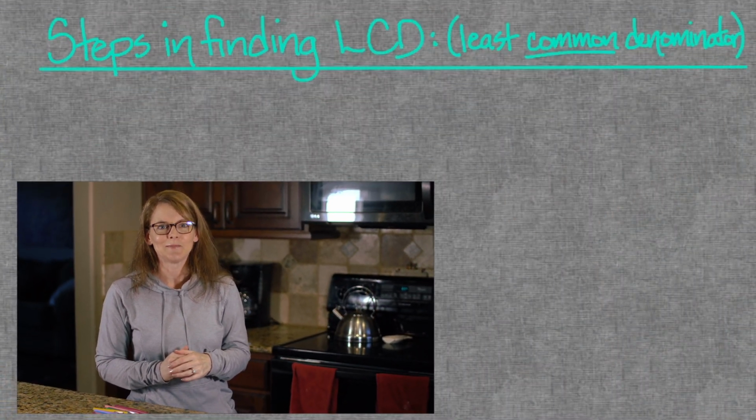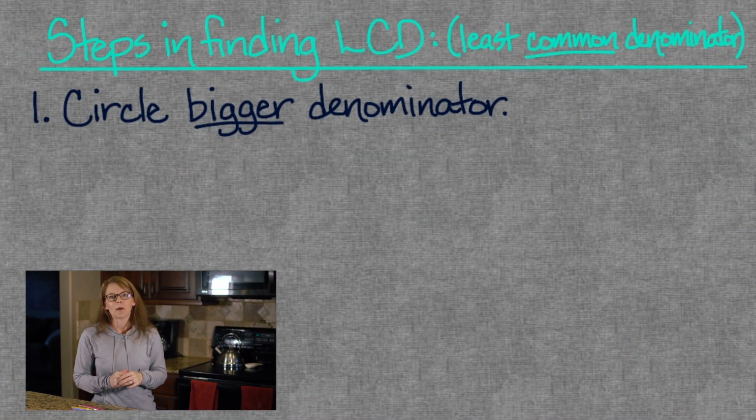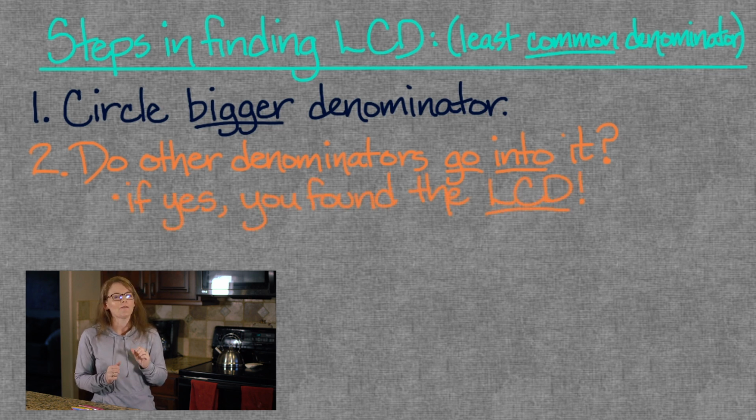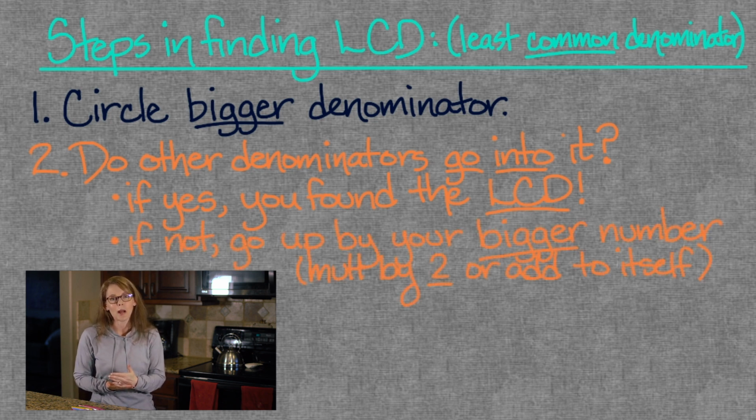Back to our steps. Circle the bigger denominator. We do this because it makes it quicker to find the common denominator. See if the other denominator or denominators go into it. If we're adding 3 numbers, all denominators have to go into it. We'll practice one like that, so don't worry. If the other denominators go into it, you found your winner and gold star for it. If not, then go up again by your circled number.